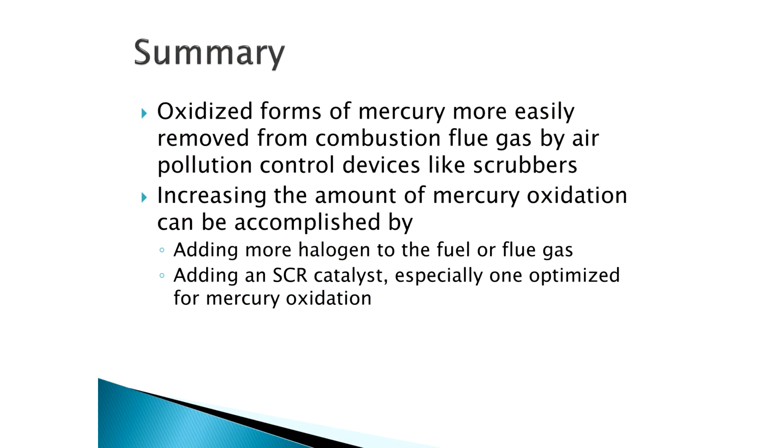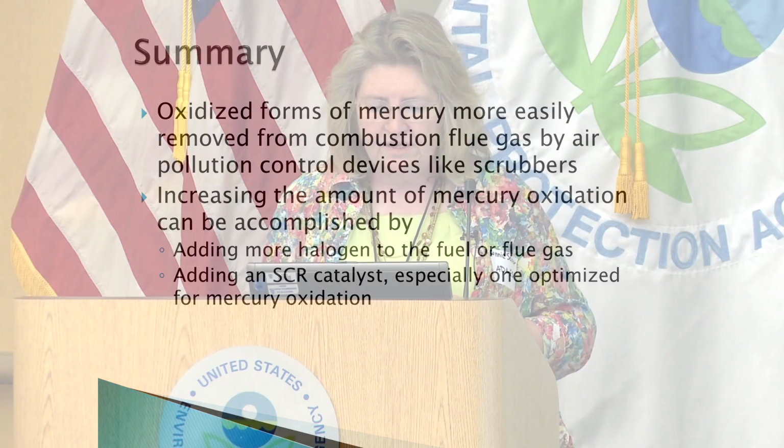So just to summarize, unlike a lot of the major pollutants like NOx and SO2, the forms of mercury are really important to how effectively it can be removed from the combustion flue gas by air pollution control devices. Increasing the amount of oxidized mercury in the flue gas can be accomplished by adding halogens to the fuel, adding halogens to the flue gas, or by using an SCR catalyst, especially one optimized for mercury oxidation. And that's all I have.